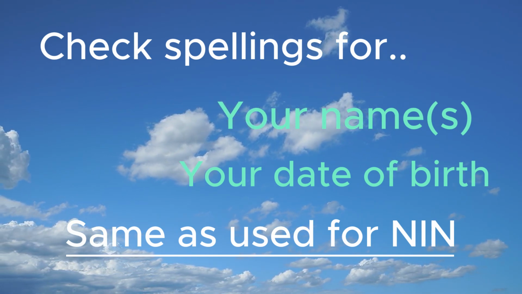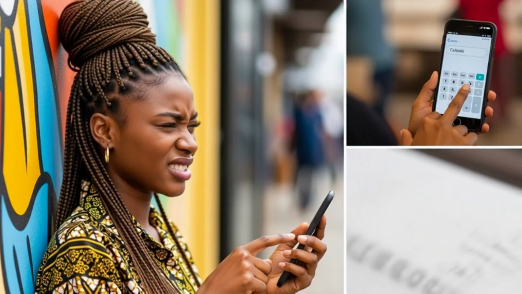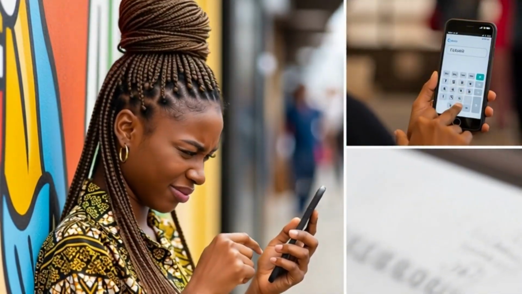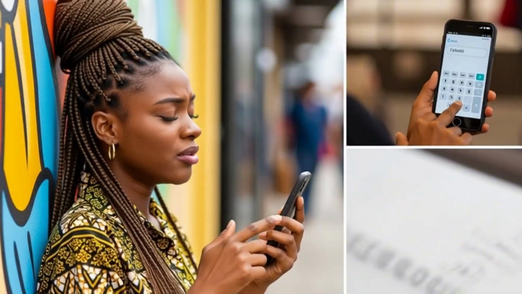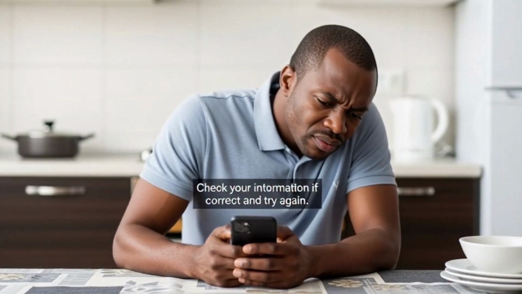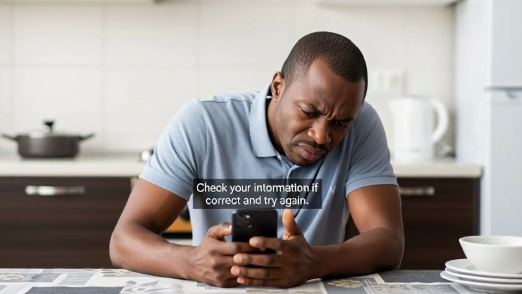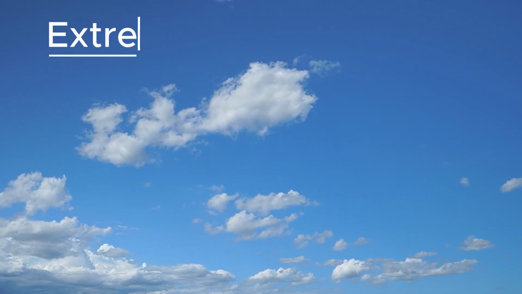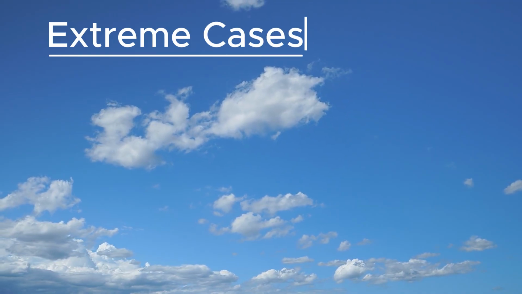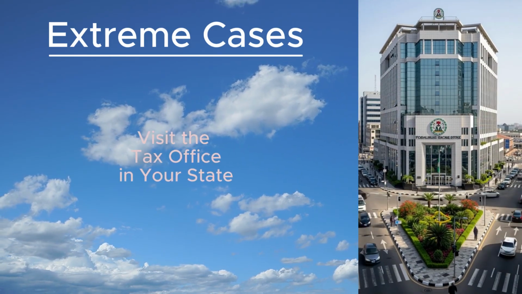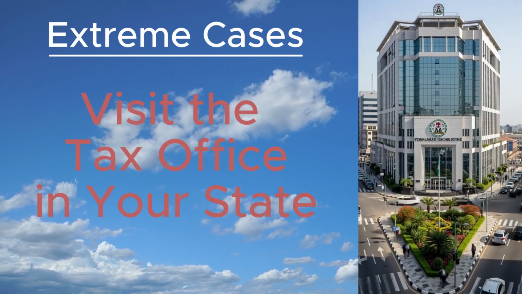So the problem is not you getting your tax ID out by using the system. The problem is you remembering exactly what you used to register your NIN. So check your spellings again, check the numbers again, and try it again. The point is to always try the simple part first. However, if it doesn't still work after doing all you can, then it is advised that you visit the tax office in your state with documents to help you through.